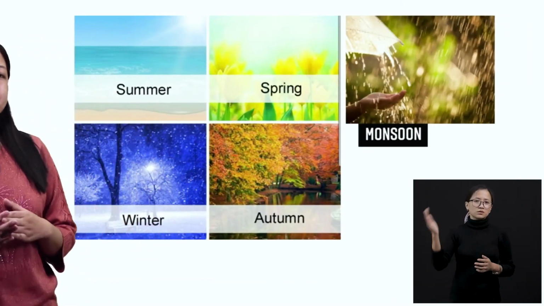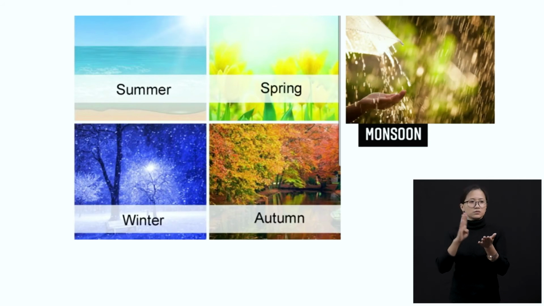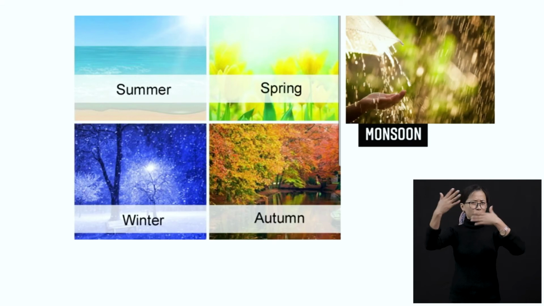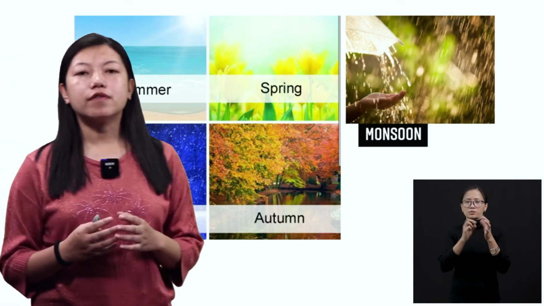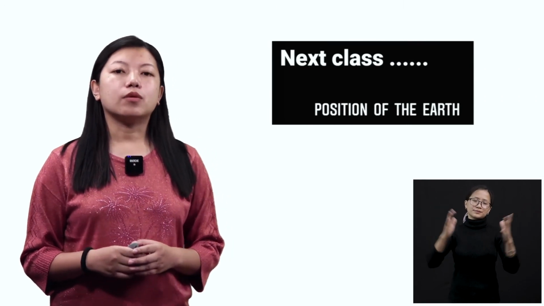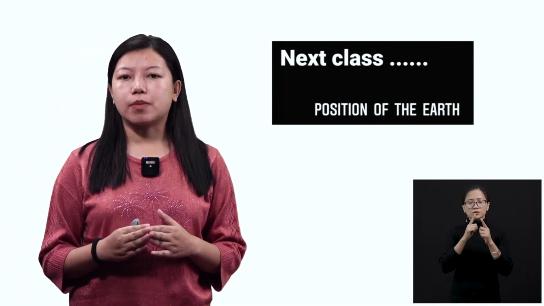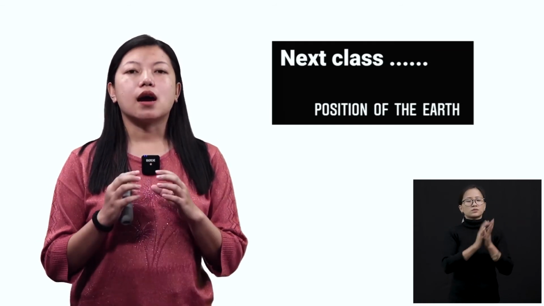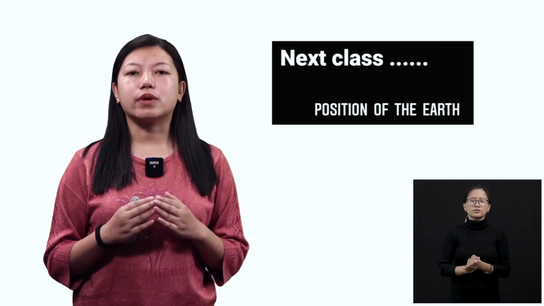Now coming to the seasons, so we have summer, spring, winter, autumn. Summer, you all know that it's a very hot season. Spring, we would experience the different colors of flowers growing in and around us. Then we have winter, which is the coldest month of the year, and autumn, which is also a very windy season. Okay, then monsoon, where we experience a lot of rainfall. Now, in the next class, I'm going to explain to you about the position of the earth. All right. However, let's have some quick revision on what we have learned today.